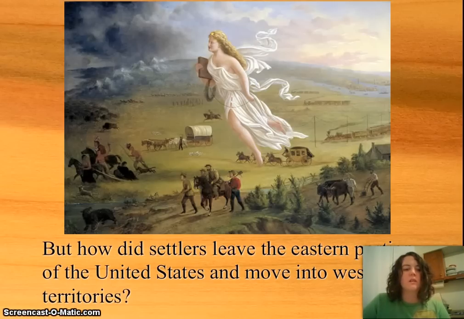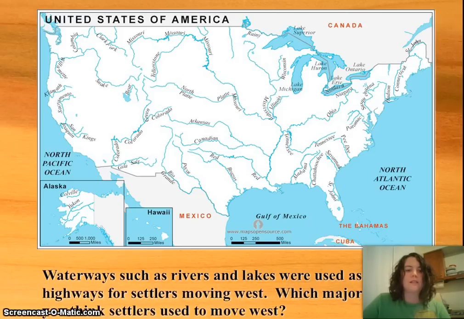So the first thing that we're going to talk about, how they moved west, is the waterways. We have rivers and we have lakes that people used to travel west. Just like today, they had to have kind of a road to get there. And if you look at this map, you can see there's a lot of rivers here that could have been used. The major lakes are the Great Lakes up there: Lake Ontario, Lake Erie, Huron, Michigan, and Lake Superior.